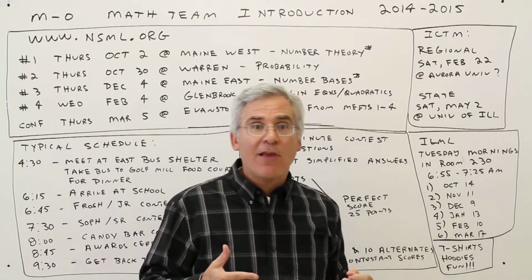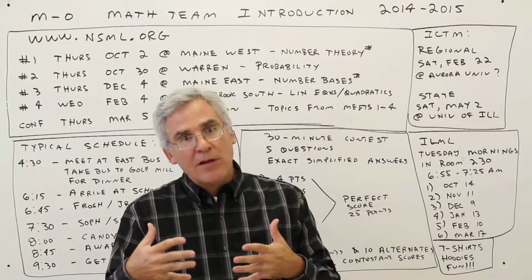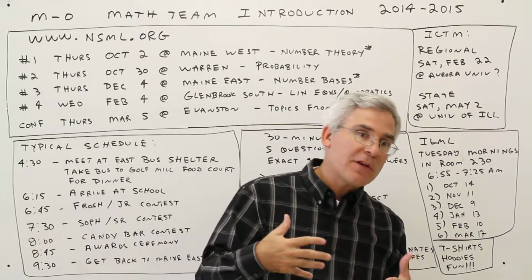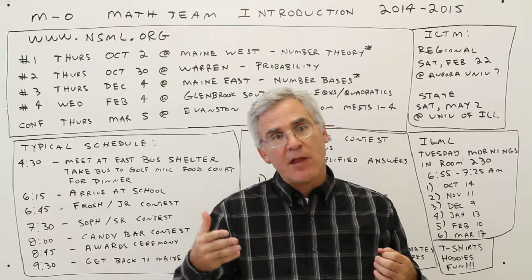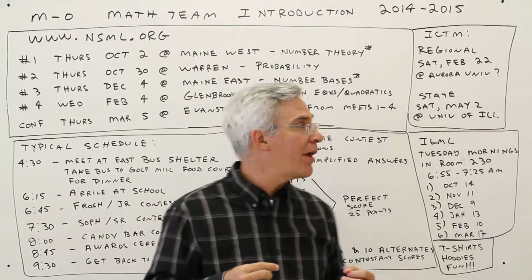At the regional contest, there's a written contest, there's a 2-person contest, there's an 8-person contest, freshman, sophomore, junior, senior. There's a calculator team contest. There's multiple things going on there.